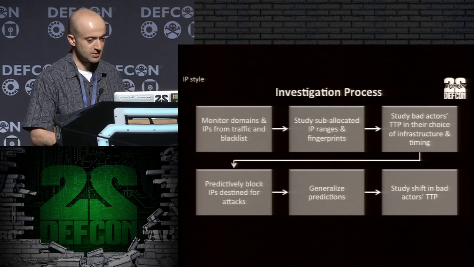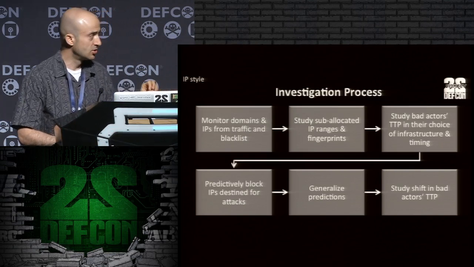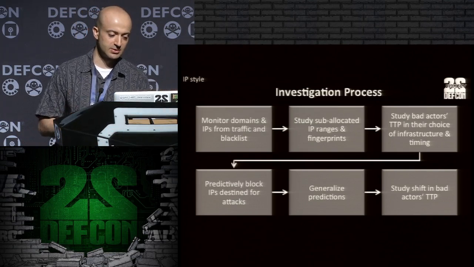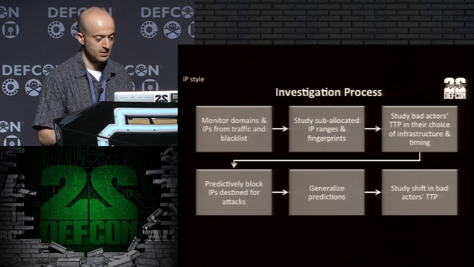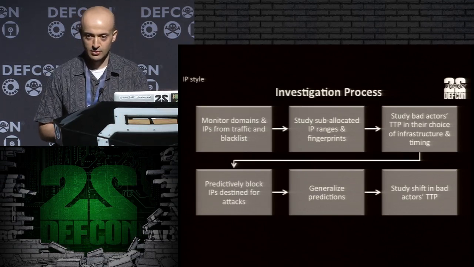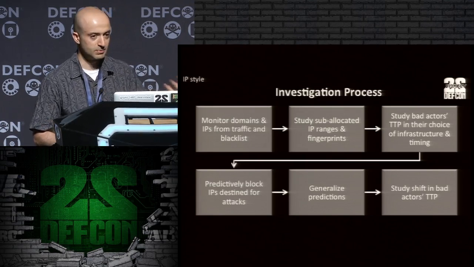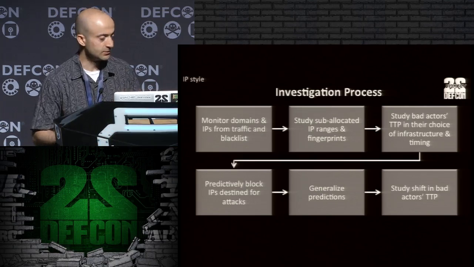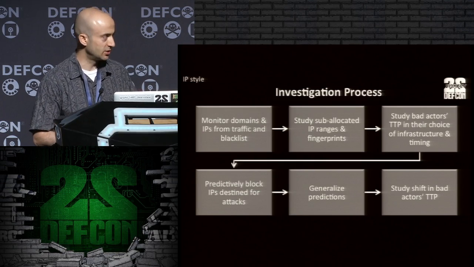The investigation process is always trying to start with domains and IPs, and in this case, we investigated the sub-allocated ranges and we did the fingerprinting of them to see what kind of servers they are running. Then with that, we were able to follow the TTP of the adversaries, like the way they operate and how they bring the infrastructure online and the timing. Then after that, we were able to generalize the predictions to block IPs before they start delivering the attacks.